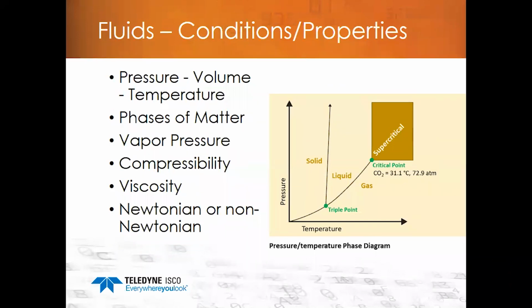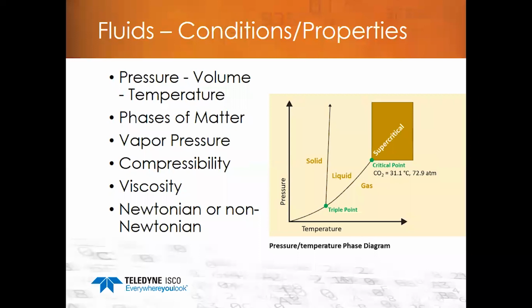Fluid conditions and properties such as pressure, volume, and temperature, or phases of matter, where the fluid is a gas, a liquid, or a solid, as can be seen in the phase diagram chart on the right. It is important to know the state of the fluid at each point in the fluid system. Vapor pressure, fluid compressibility. While in many applications fluids can be considered incompressible, it can become an important factor with lower flow rates in trying to reach optimum performance.